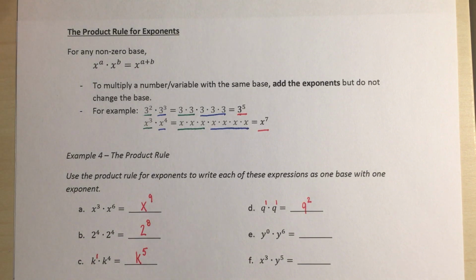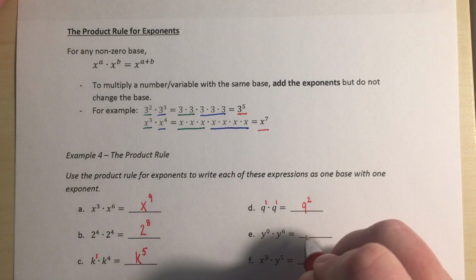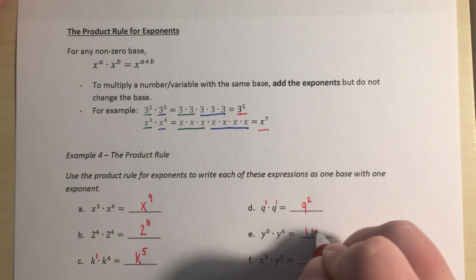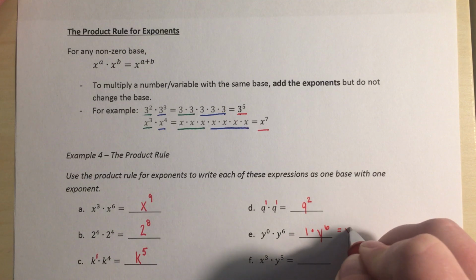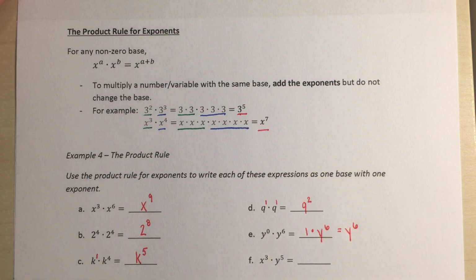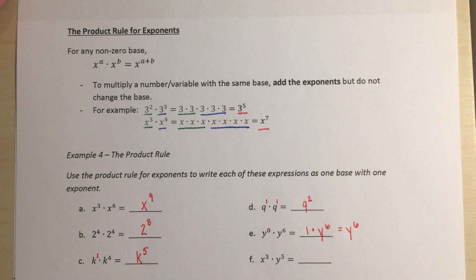For E, we have y to the 0 times y to the 6th. Remember from our last example in our 0 power rule, anything to the 0 power is equal to 1. So this really means we have 1 times y to the 6th, and 1 times y to the 6th is just y to the 6th. Again, write out that middle step using that 1 if you want to. If you want to jump right to the answer, that's also fine as well.